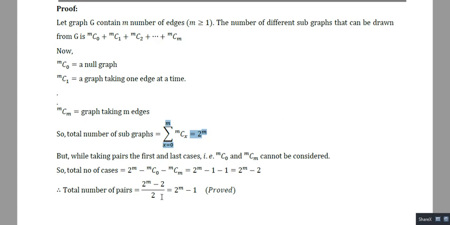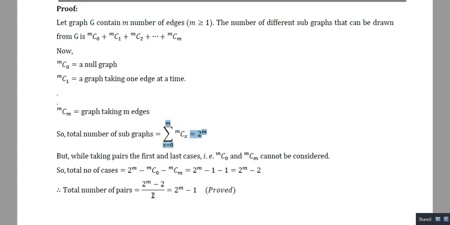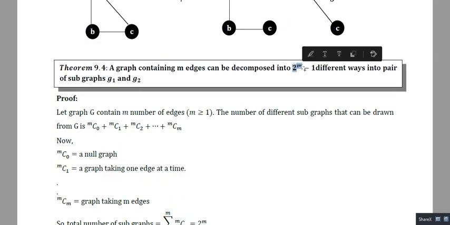I think there is some problem. Okay, so 2 power m minus 2 divided by 2 gives 2 power m minus 1, right? Minus 1. So it will actually be 2 power m minus 1, minus 1, right?